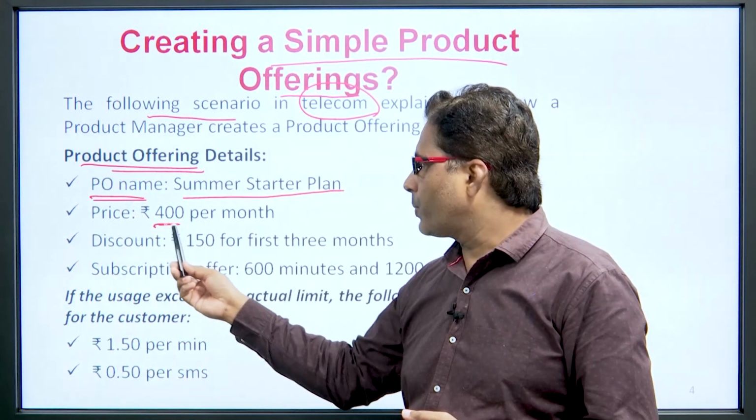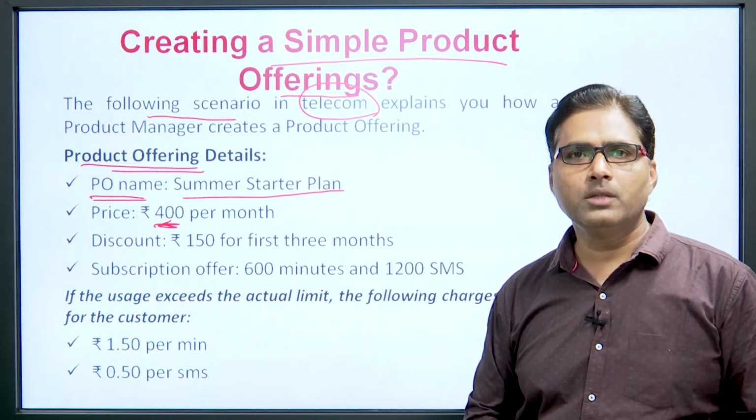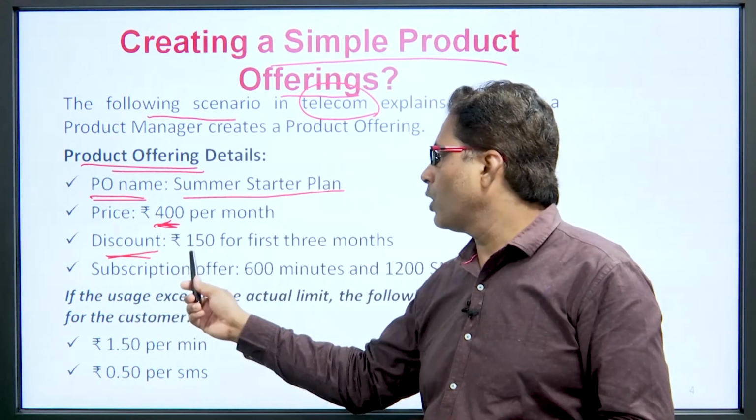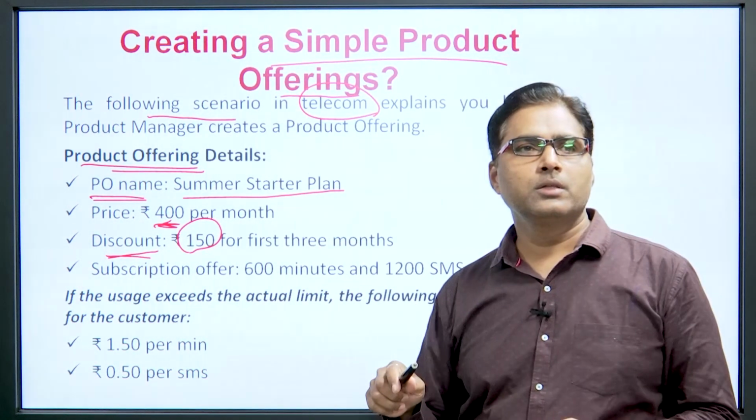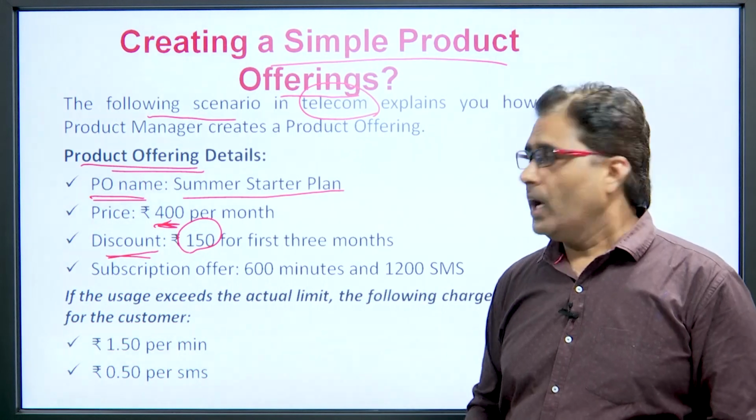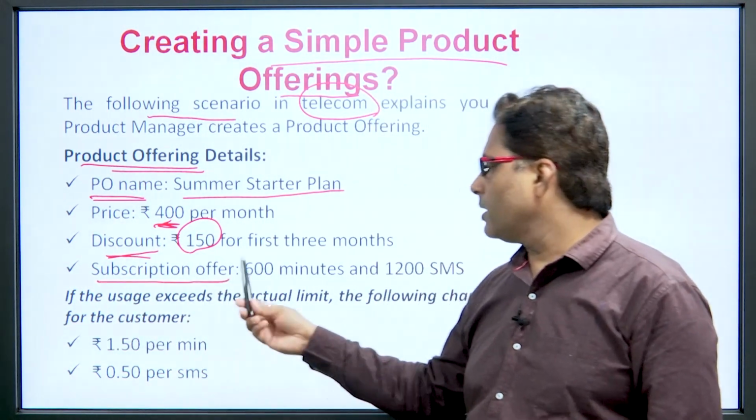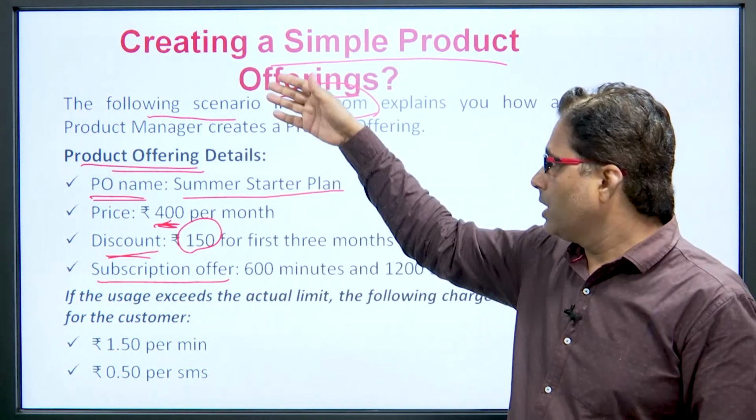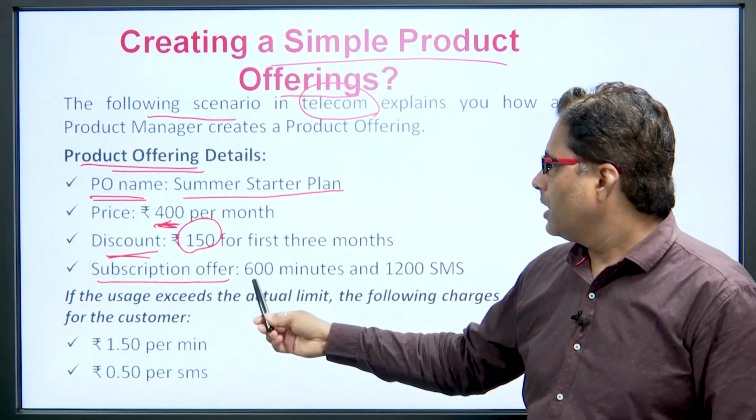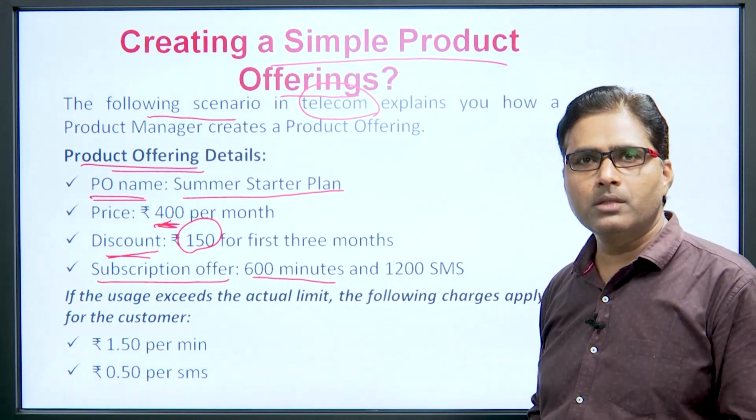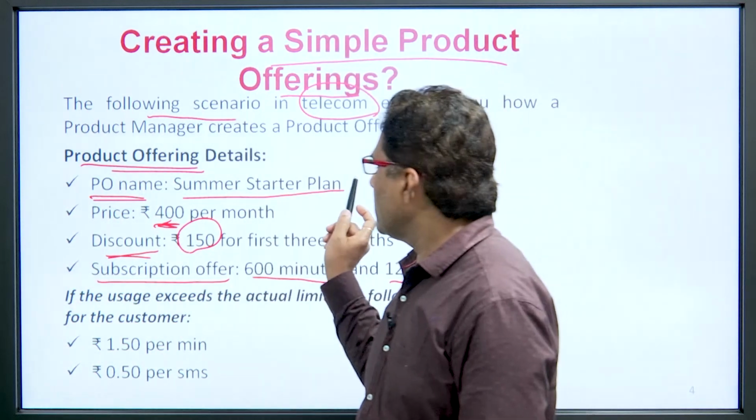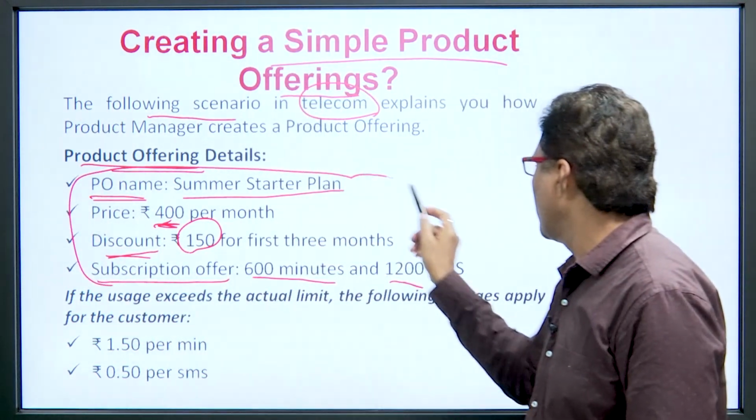they may offer a discount of 150 rupees per month for the first 3 months, 4 months or 5 months, as the conditions may be. And whatever subscription can be there, they may offer. It is not mandatory. The company can offer, for example, 600 minutes per month and 1200 SMSs per month. This is the whole of the product offering.